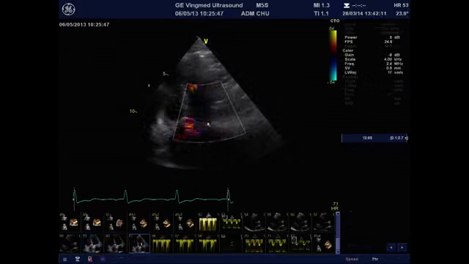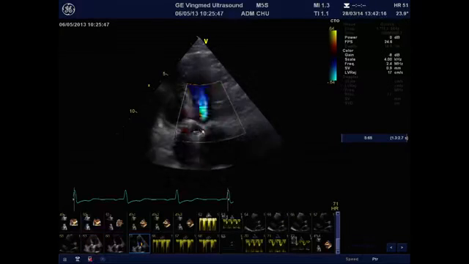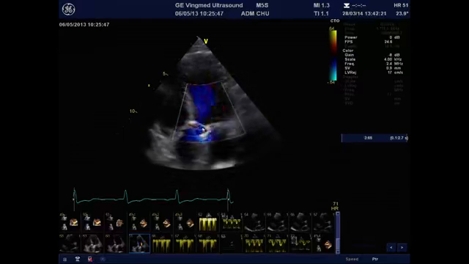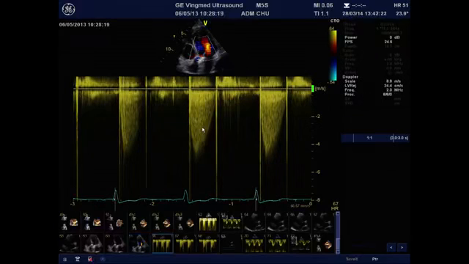And then if you add the color Doppler flow over here, you can note that there's more aliasing and higher velocity than you would normally expect. And if you interrogate with the continuous wave Doppler, you can see the triangular shape, but the acceleration time is significantly longer than the normal one, which should be under 80 milliseconds.